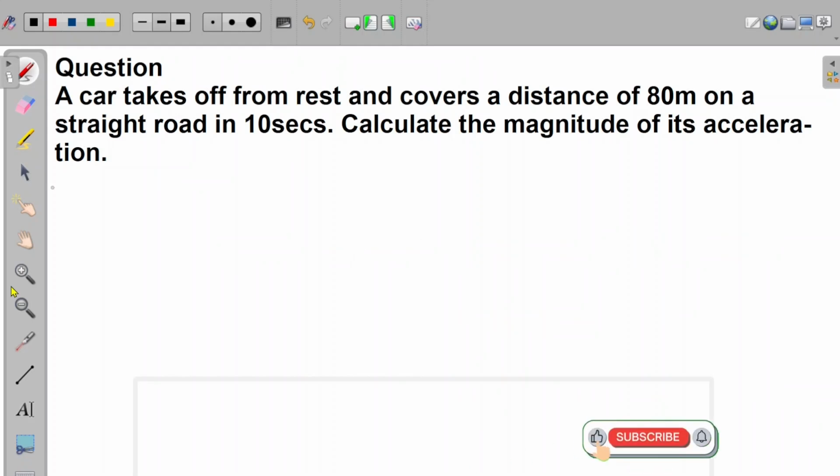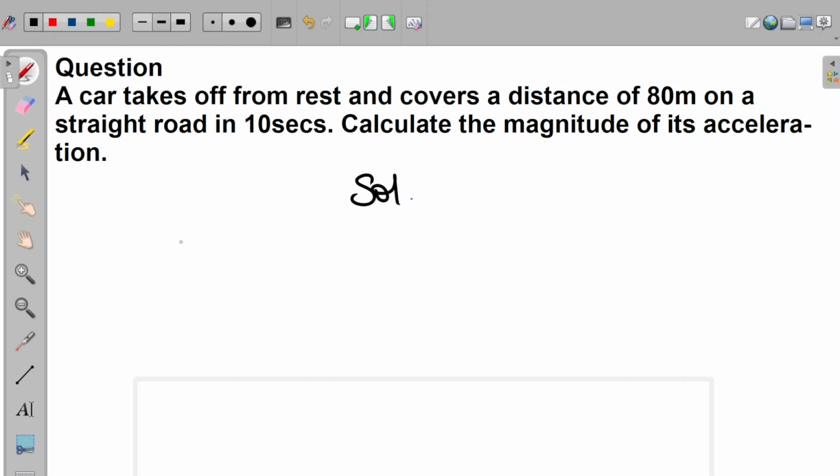Now the question says, a car takes off from rest and covers a distance of 80 meters on a straight road in 10 seconds. We are asked to calculate the magnitude of its acceleration.